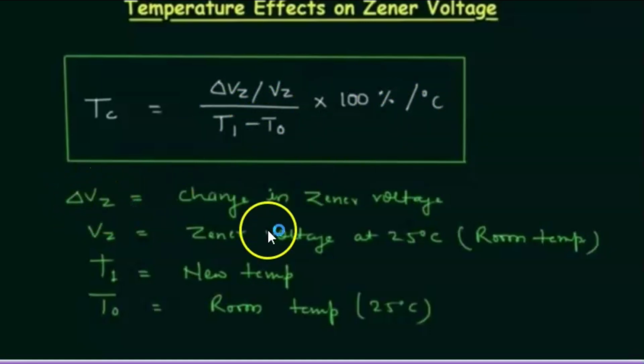Now delta Vz is the change in the zener voltage. Vz is the zener voltage at 25 degrees Celsius, which is the room temperature. T1 is the new temperature and T0 is the room temperature, which is 25 degrees Celsius. Now let us have a look at a numerical.